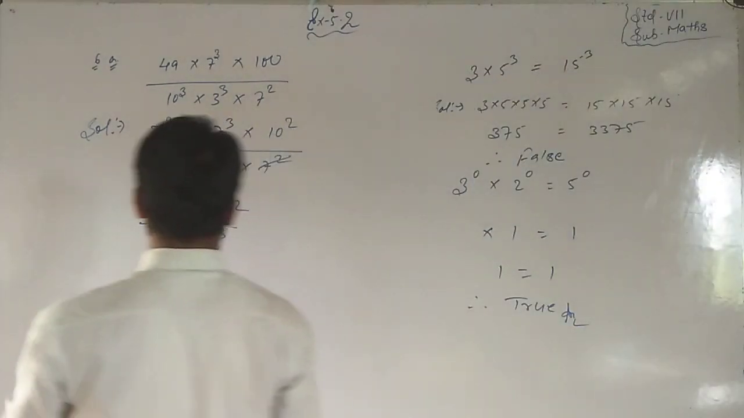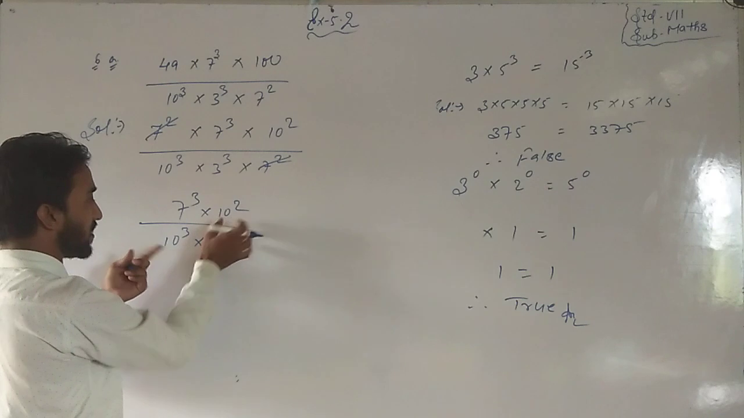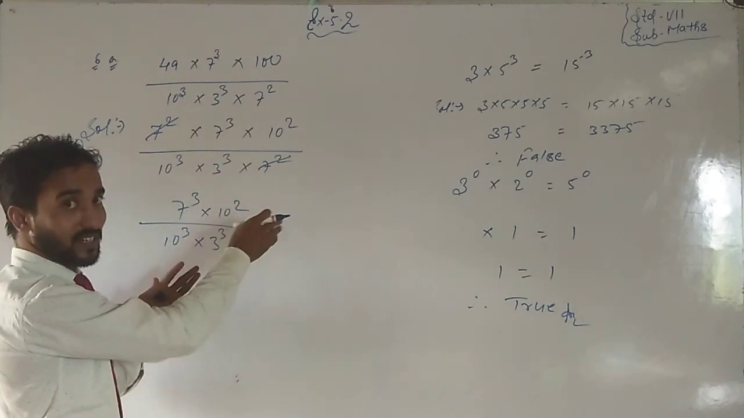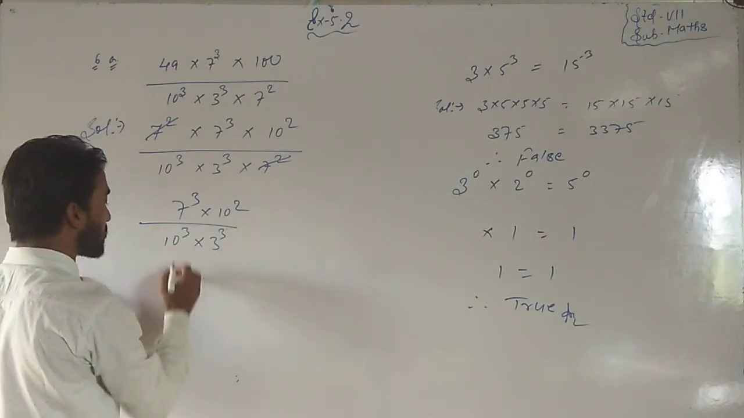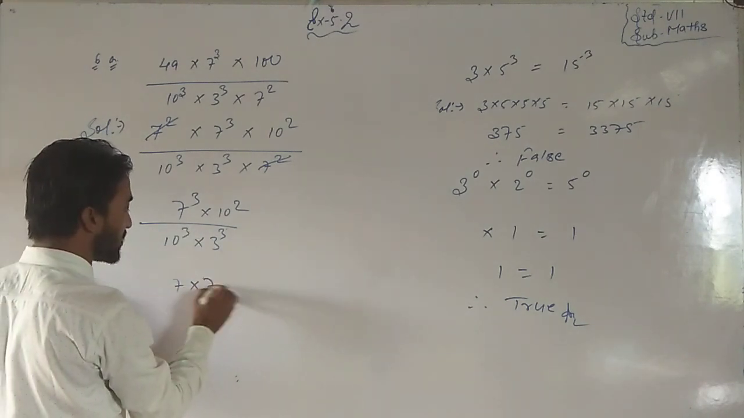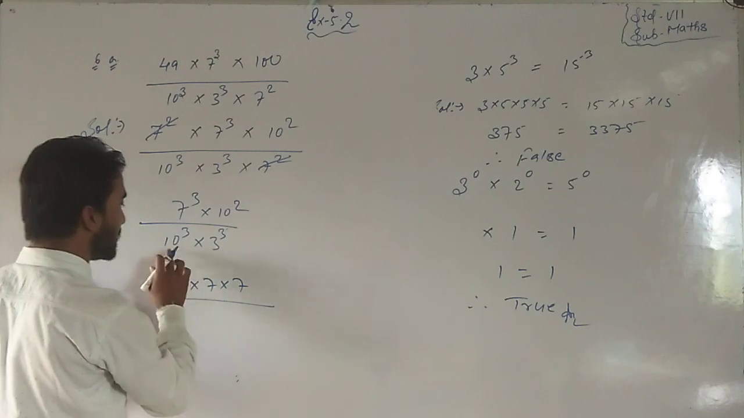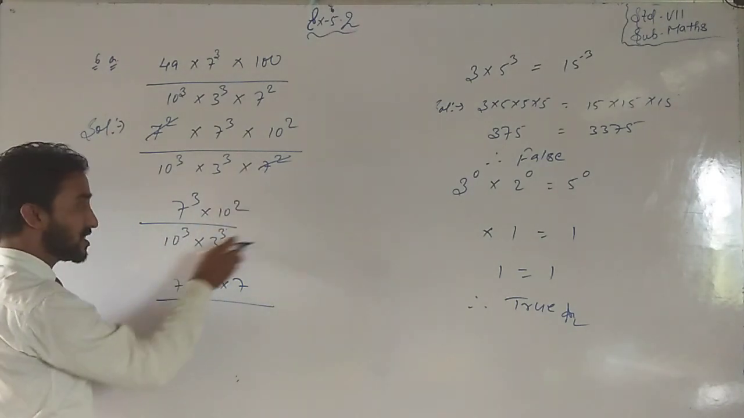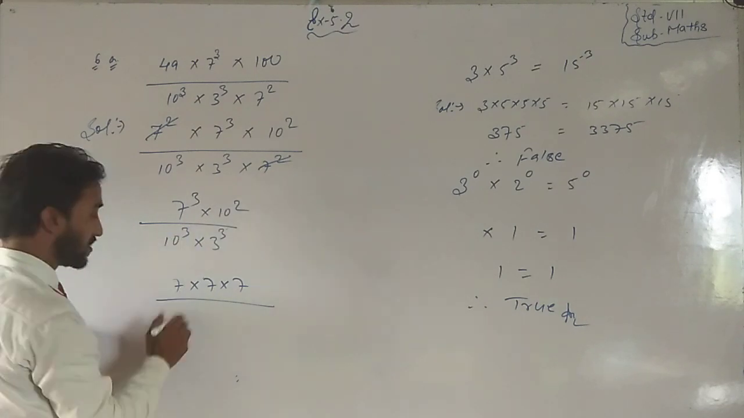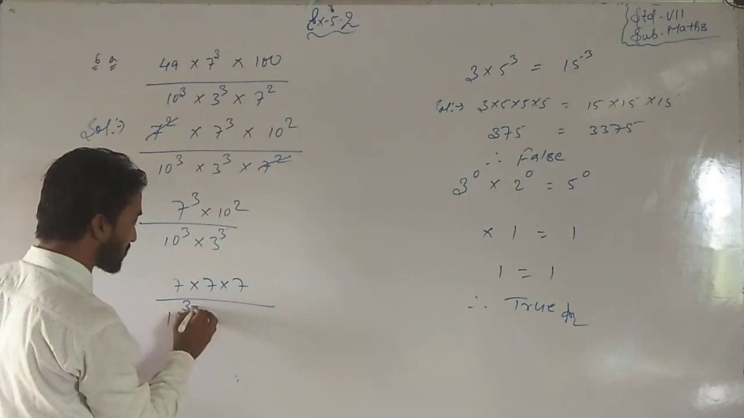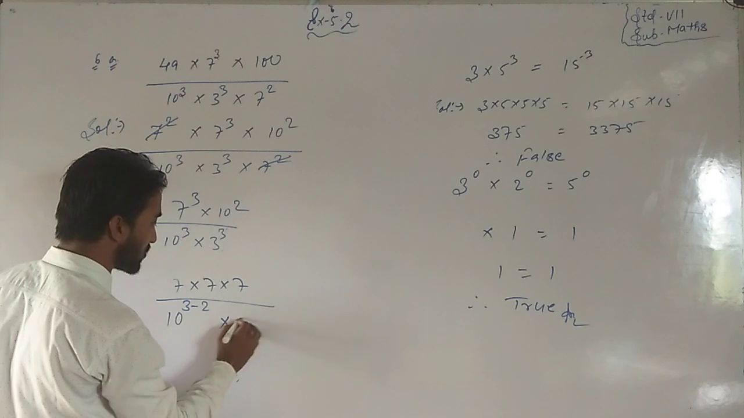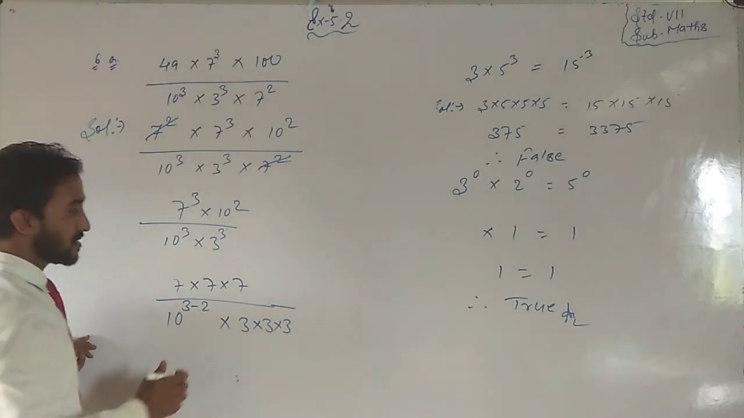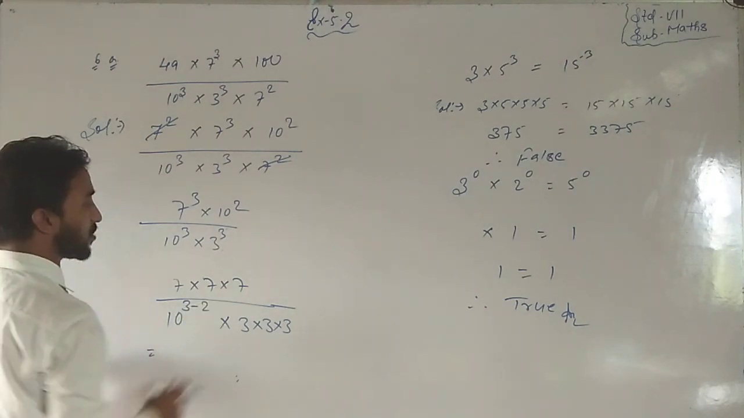So students, we can say 10 to the power square, either this power will take in numerator or denominator. So 7 to the power cube is equal to 7 into 7 into 7. Now, the greater power is there and the lesser power is there, so this brings in the denominator. What will happen? 10 to the power 3 minus 2 into 3 into 3 into 3. Can you write it that way? Exactly. 7 into 7 into 7. What will the answer be?